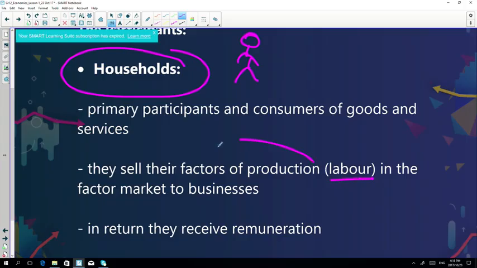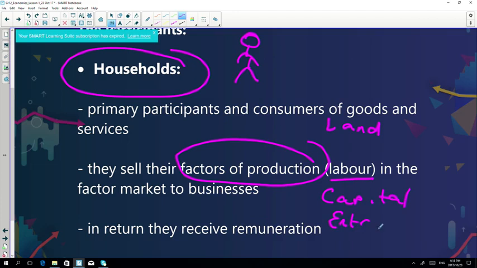So maybe let's also recap on the factors of production. So we know that they are land, and we've got labor over here, and then capital. Okay, and entrepreneurship. Okay, so these are then the 4 factors of production that we are referring to over here.